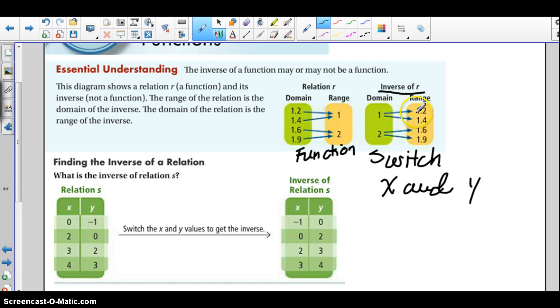This has one-to-one and one to another. So this is a one-to-two scenario. So this inverse, not a function.